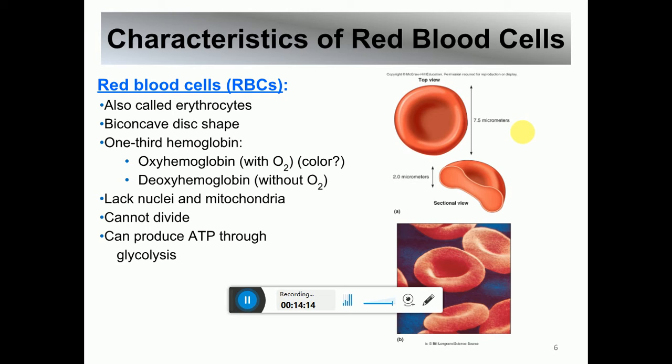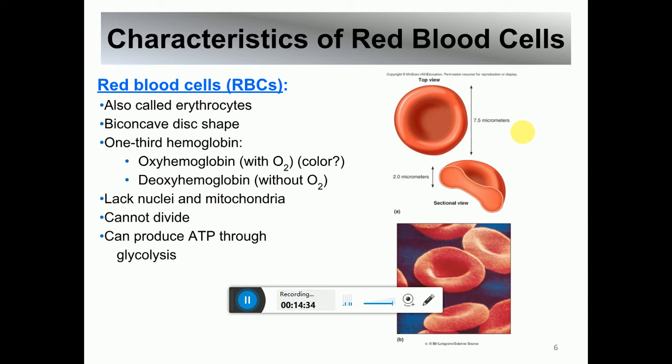Red blood cells also don't have mitochondria, which means you would imagine that they only produce ATP through glycolysis. They cannot perform the Krebs cycle or electron transport chain, because remember, those two happen in the mitochondria.